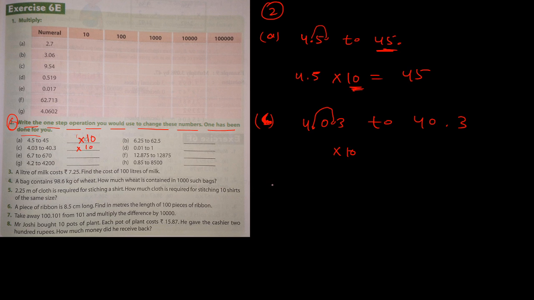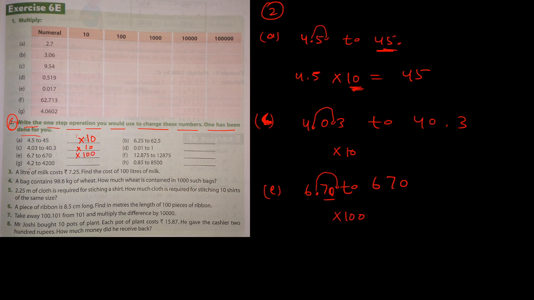Okay, now if we talk about question E, 6.7 to 670. So by which number shall I multiply? How many digits is the decimal shifting? As you can see, there is no zero, so you have to put 0 here. Now think about it. This decimal is coming here. It is jumping over 2 digits. That is why we have to multiply this by 100. So we will write multiply by 100.